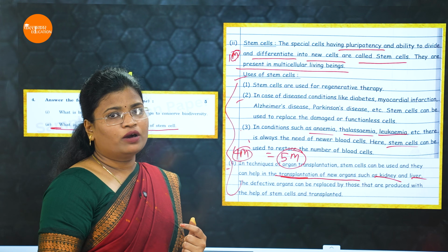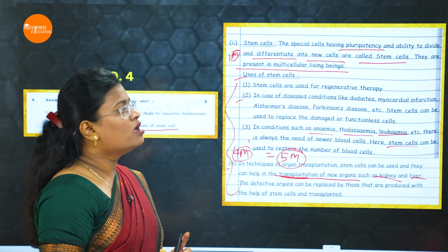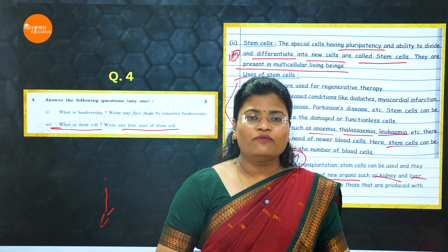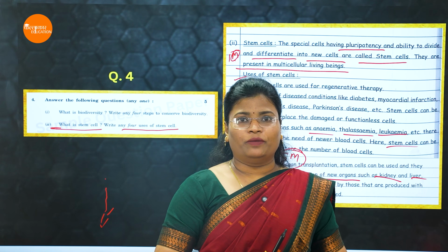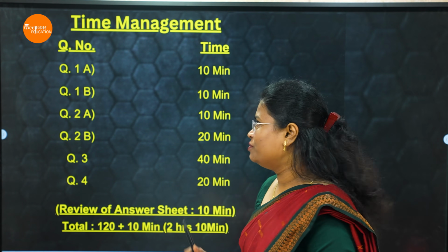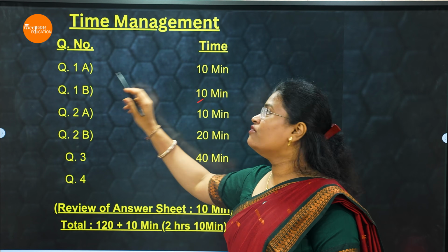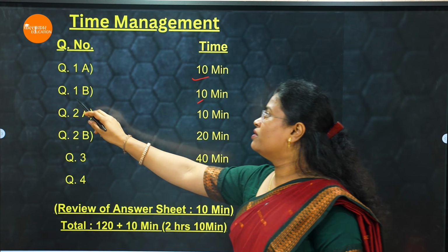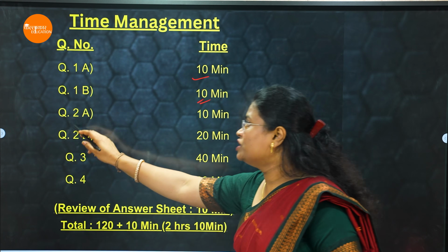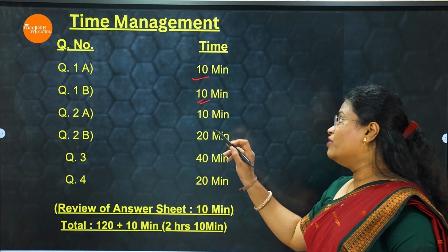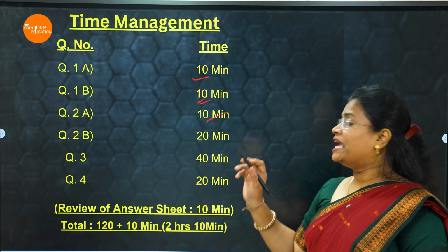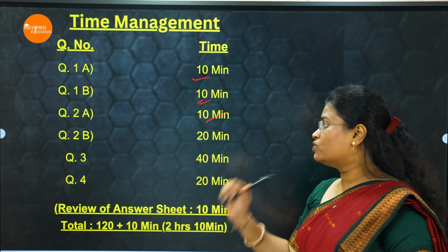So here we have completed the whole question paper with answers. Let's see how we can manage the time for writing this answer paper. Let's see how we will manage the time to complete the whole question paper. Question number 1A, we will take 10 minutes. Question number 1B, we will take 10 minutes to complete this question. Question number 2A, for that we will take 10 minutes. Question number 2B, we will take 20 minutes to complete this question.